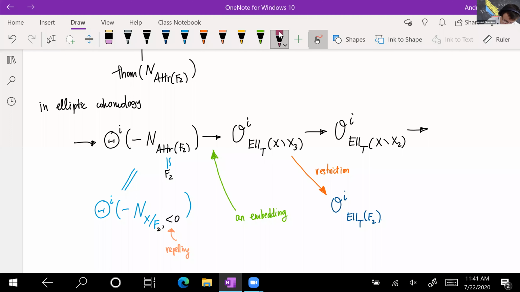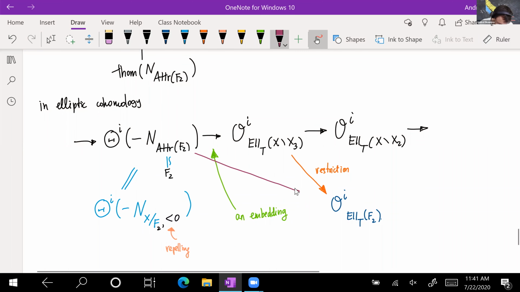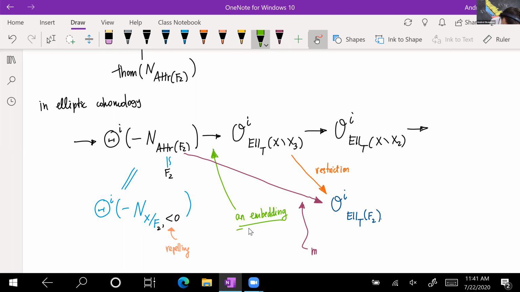And what is this map? This composite map is just multiplication by the canonical section of the theta function. Maybe I'll make another attempt to draw this line. This map here is this line. This is multiplication. We're trying to prove that this is an embedding, and this is because it's multiplication.